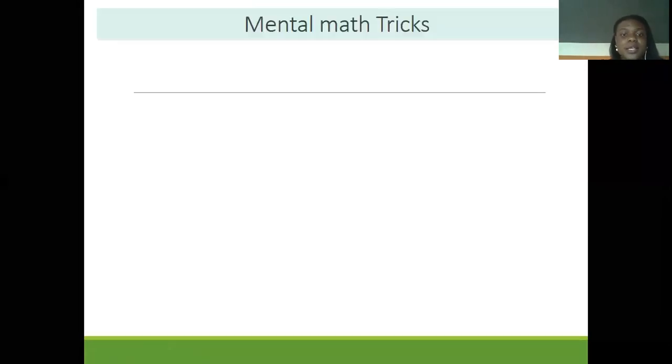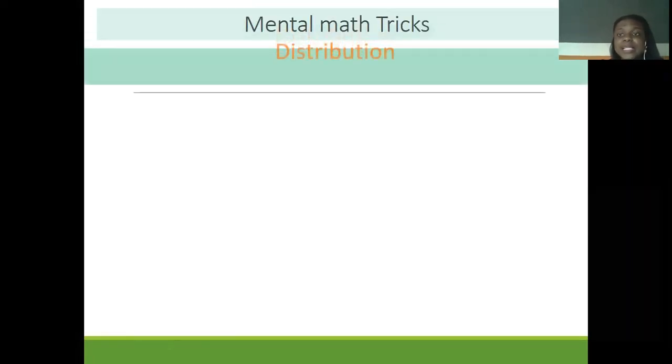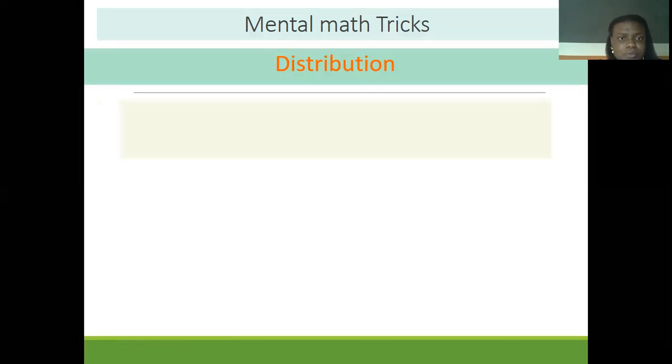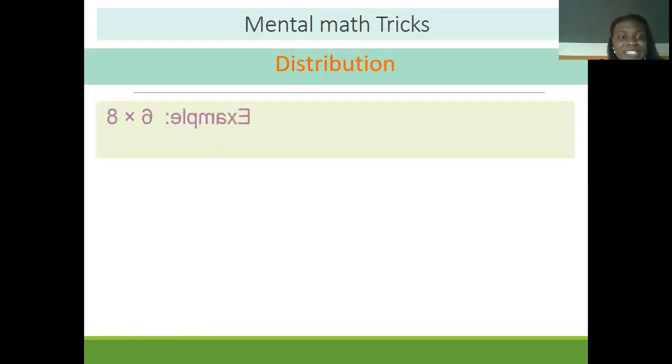Okay, so now let's look at this trick. The name of the trick is distribution, and it's applied for multiplication generally. Now, for example, this is a simple one anyway. I'm just going to start from something simple. Let's assume you want to do 6 times 8, and you want to do it as easily as possible. You can just pick the bigger number and split that number into smaller parts. That will be easier for you to multiply.